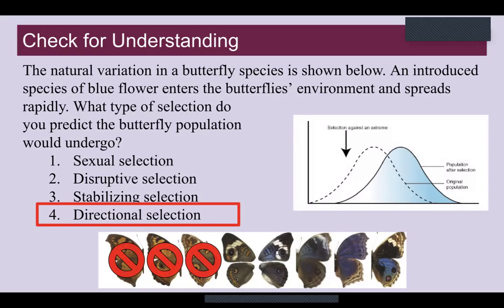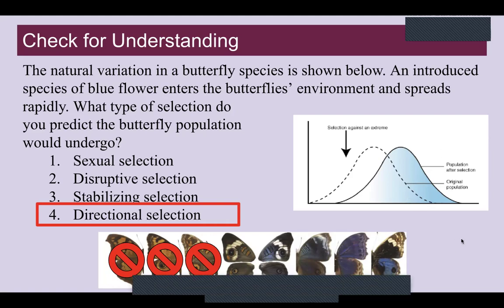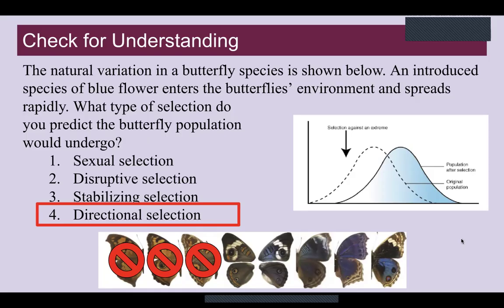Hopefully you were able to identify that this would be directional selection. The shift would be towards the extreme, the very blue butterflies. So everything on the right side of their range would be selected for, and everything on the left side would be selected against.